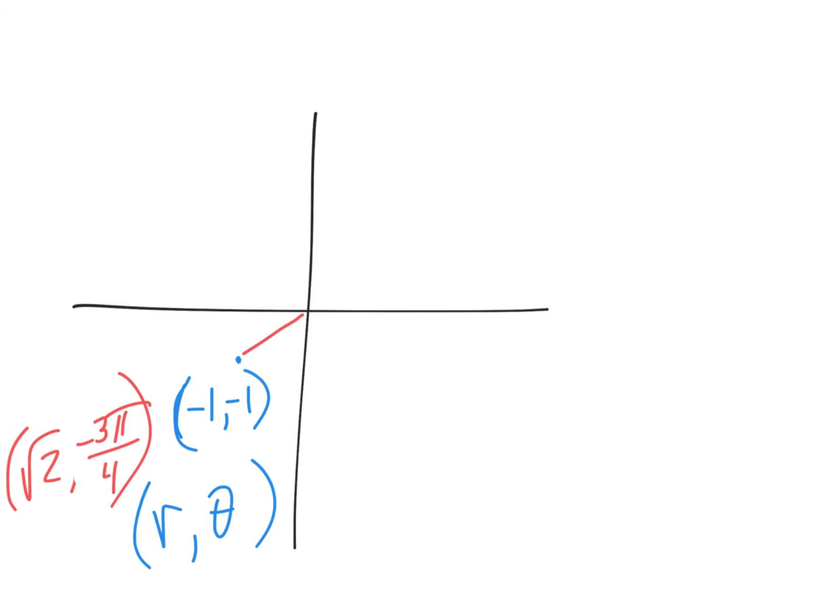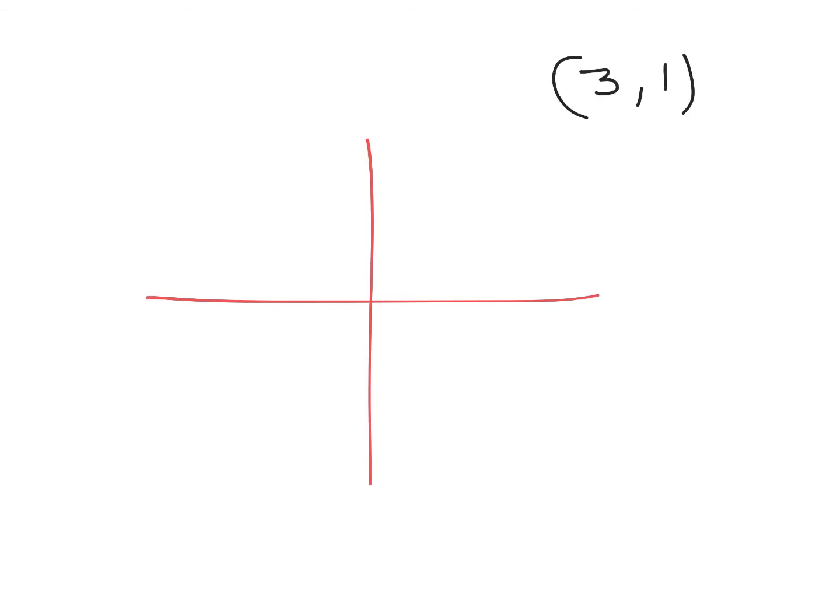Now, again, I think it's better to not have a million things on one graph. Just make a new XY axis, nice clean one. And let's do one that doesn't come out to an angle that you know. Remember, you're going to use inverse tan at the end then. 3 comma 1. Graph 3 comma 1, and then tell me what it would be in polar.